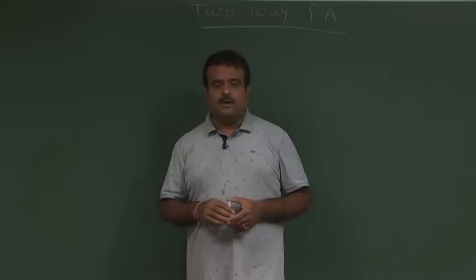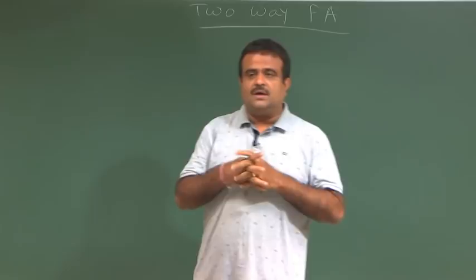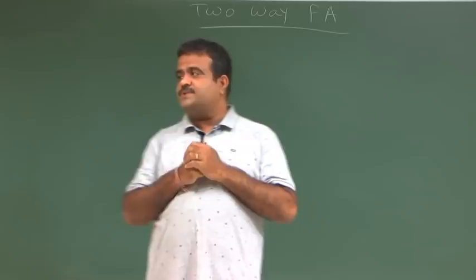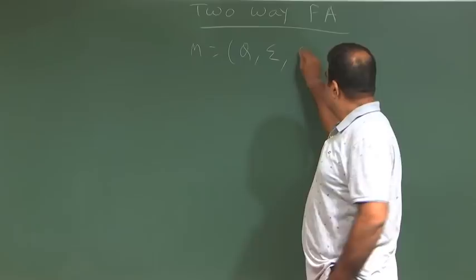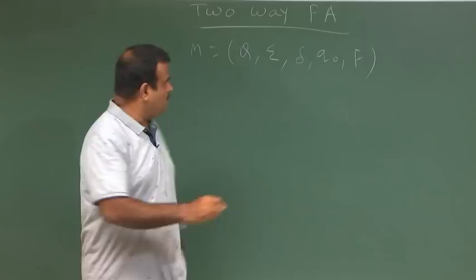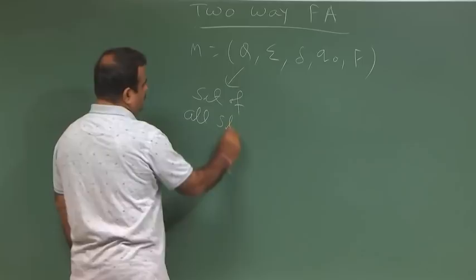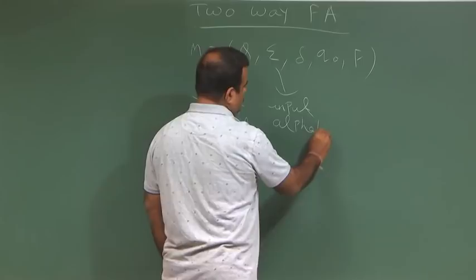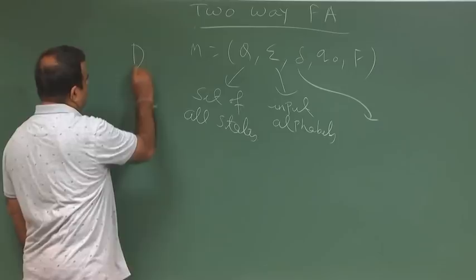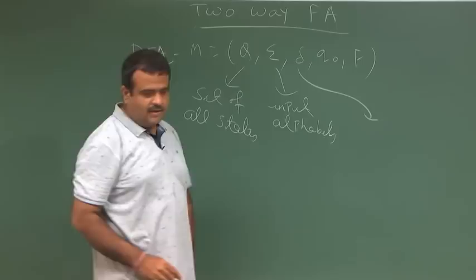Okay, so we will start the concept of two-way DFA, two-way finite automata. Two-way means, so far we have seen given a finite automata, say DFA, NFA. Suppose you are given a DFA, which is Q, sigma, delta, Q0, F, and Q is the set of all states. And this is the input alphabet, all are finite. And this is the transition rule for DFA. If it is DFA, the transition rule is like this: delta is a function from Q cross sigma to Q.